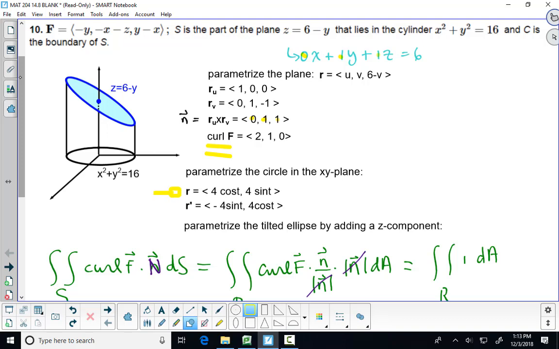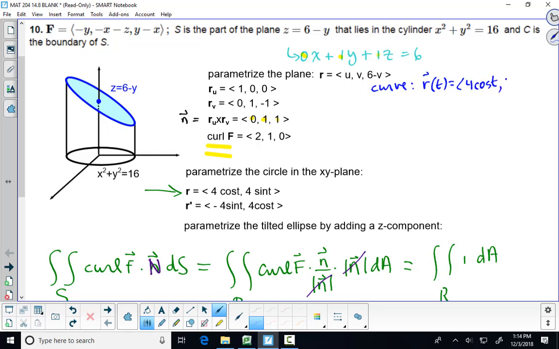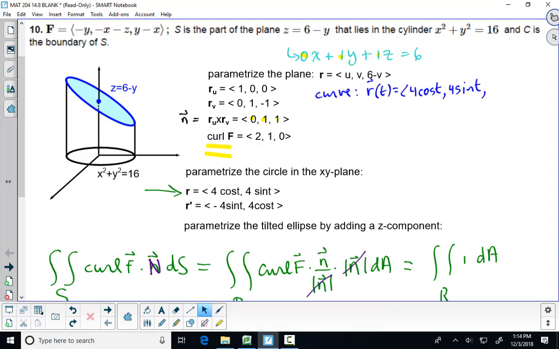So right there, that guy is our parameterization if we were down in the xy plane. Circle of radius 4 centered at the origin. Everyone okay with that? Now we want to include the z component. So the z component is 6 minus y. So the curve will have parameterization r of t equals 4 cosine t, 4 sine t, and then what will the z component be? 6 minus 4 sine t. Exactly, 6 minus 4 sine t.